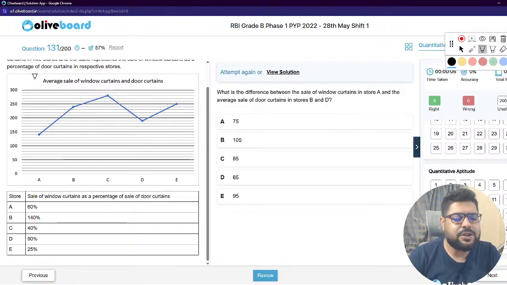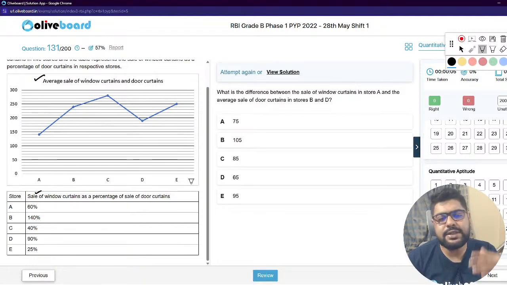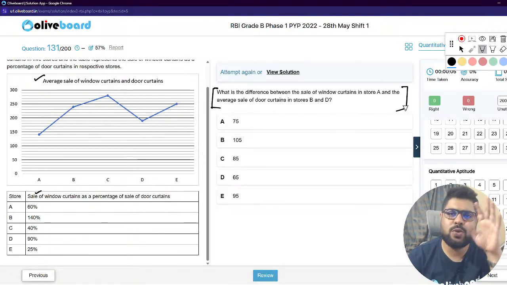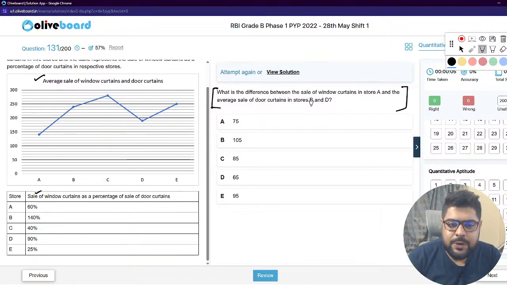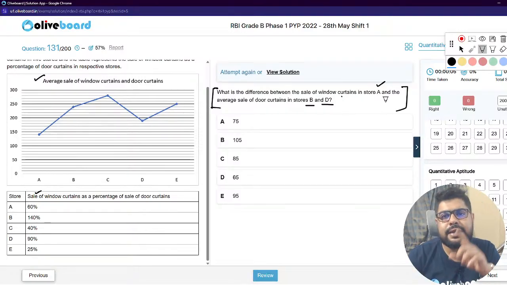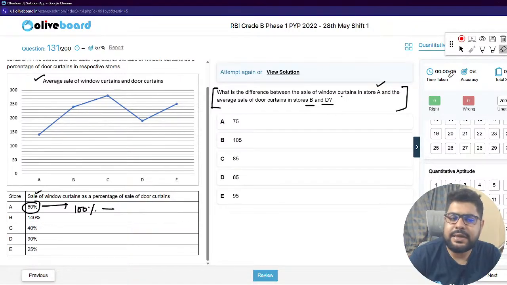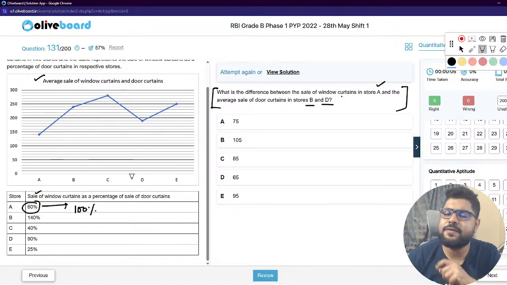Now what they have shown you: average sale of window curtains and door curtains, average of window and door, and sale of window curtains as a percentage of door curtains. Very simple, sir. Let's go question by question because it doesn't make sense to calculate everything. So B and D we need, and also A. Difference between sale of window curtains in store A, sir. First you see, if door curtains are 100%, then 60% is the sale of window curtains, that is given.